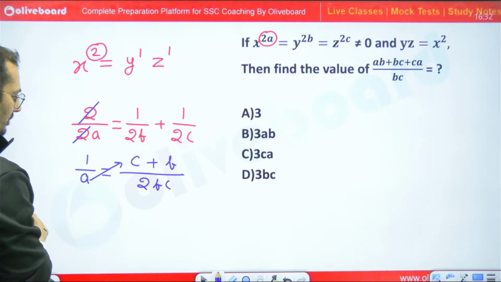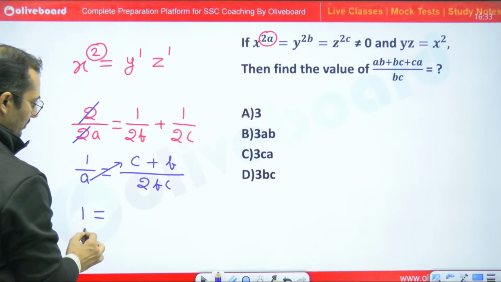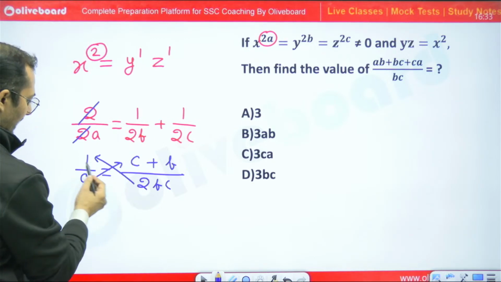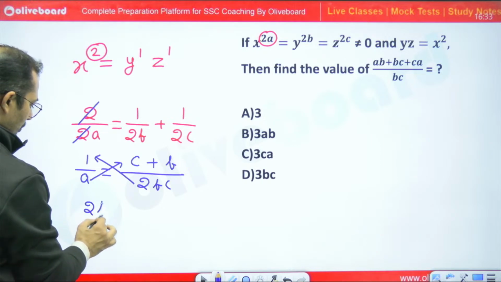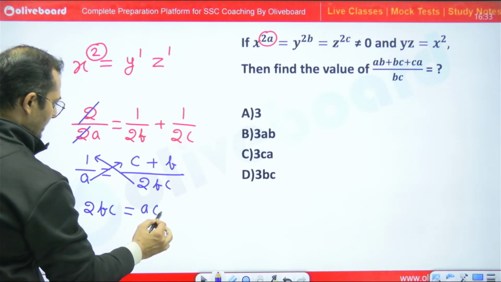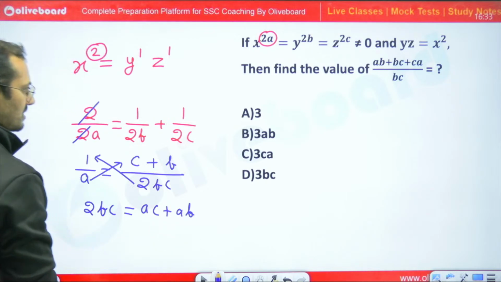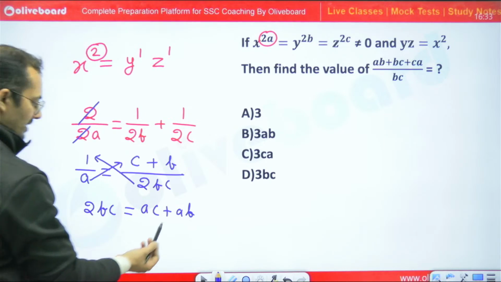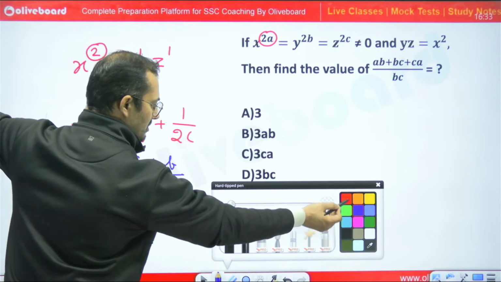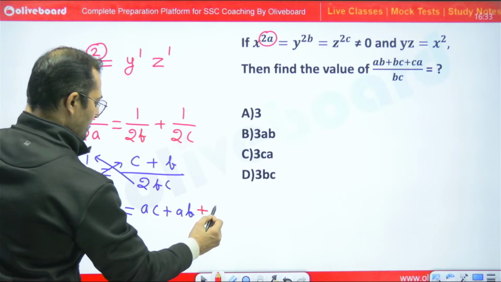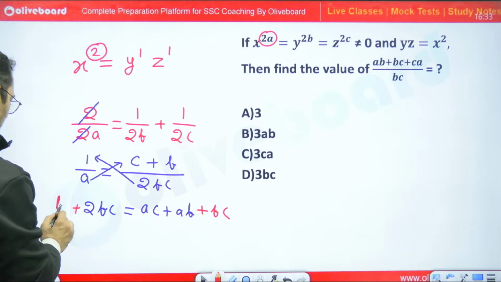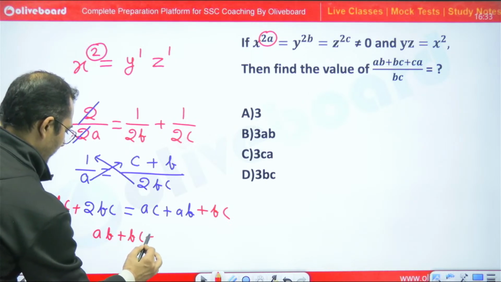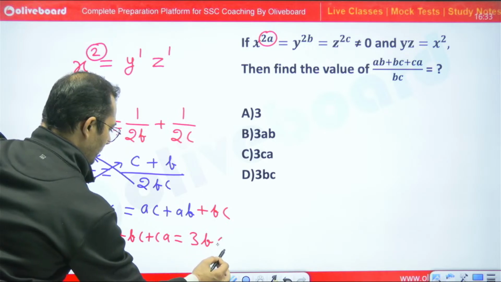Do the cross multiplication. So 2bc is equal to ac plus ab. We need ab plus bc plus ca in the numerator. We have ab and ac, so the missing portion is bc. So just add bc on both sides. So we can say that ab plus bc plus ca is equal to thrice of bc. Is this clear?